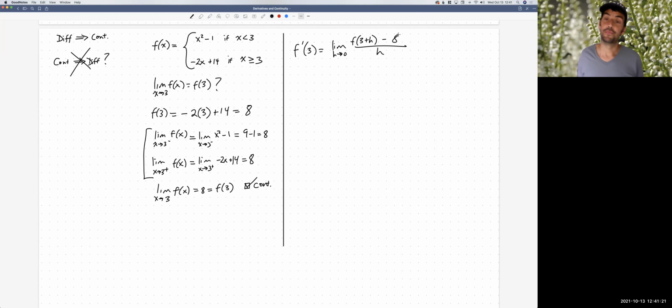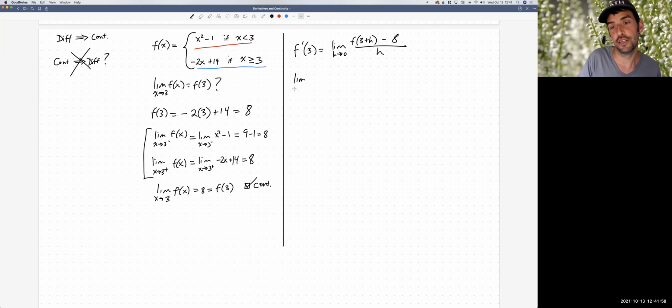Here's the complicated part. We're taking the limit as h approaches 0, and we need to imagine approaching from both sides, meaning h is representing these tiny numbers that are close to 0. Some of them are going to be negative and some of them are going to be positive. So if h is negative, 3 plus h is below 3, and we have to look at the top definition. If h is positive, the values we're putting into f are above 3, and we have to look at the bottom definition. So again, we're going to have to look at this limit in two directions.